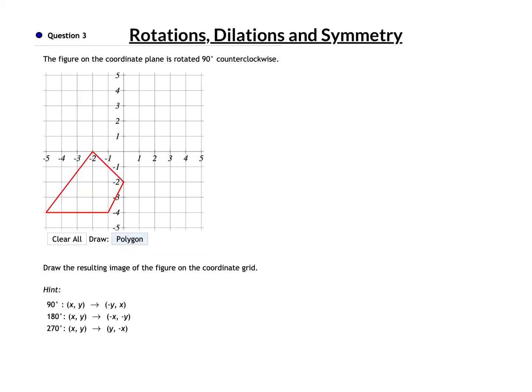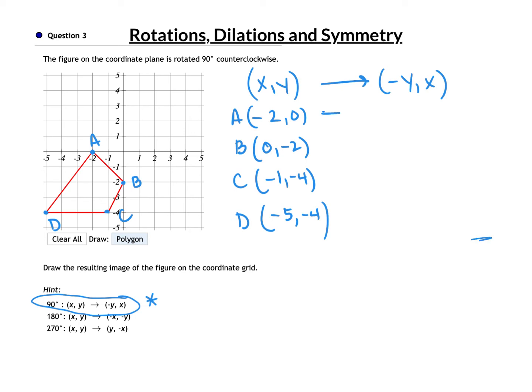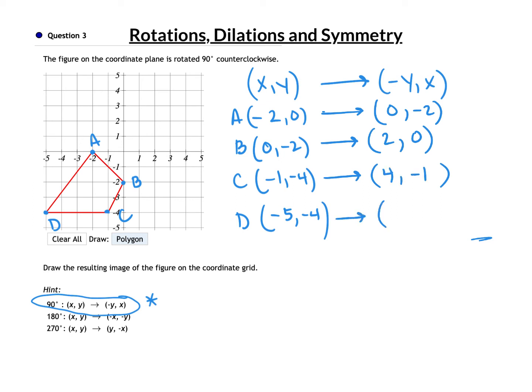I mentioned that some rotations are easy to do. We just need to follow the correct formula. We're going to take xy and make it -yx. So the y, which is 0, becomes the opposite and goes in the x place, still 0. And the x, -2, goes in the y spot. 0, -2. Take the y value, make it the opposite, put it in the x spot, that's 2, and the x goes in the y spot. -1, -4 becomes 4, -1, and -5, -4 becomes 4, -5. Let's plot those points. And there's our rotation of 90 degrees about the origin.